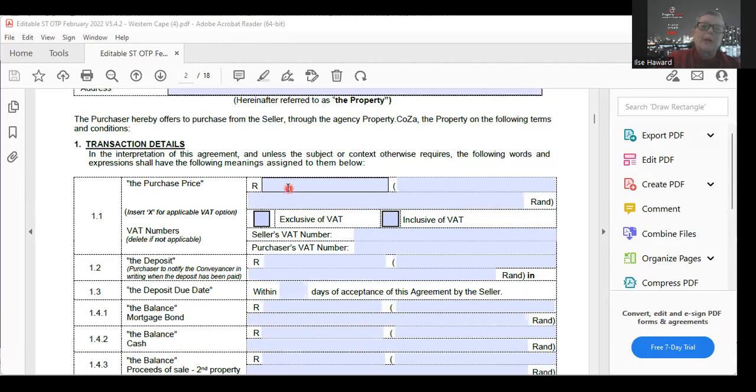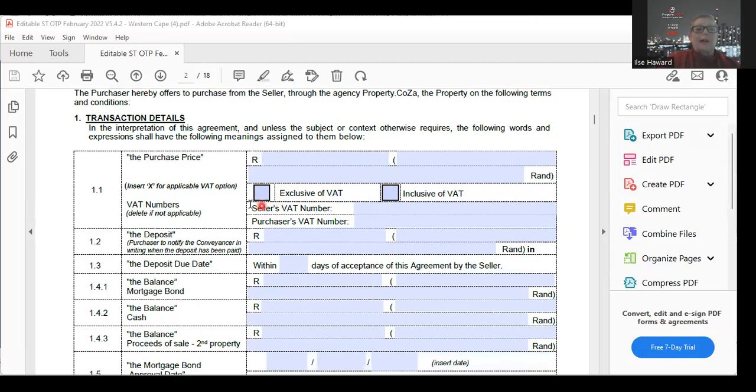Purchase price. Your purchase price is your marketing price, the amount that the purchaser is offering, inclusive of commission. Seller pays our commission. So on purchase price, I'm going to take an example of 1.1 million. So you're going to put it there in figures, and then over here you're going to put it in words.